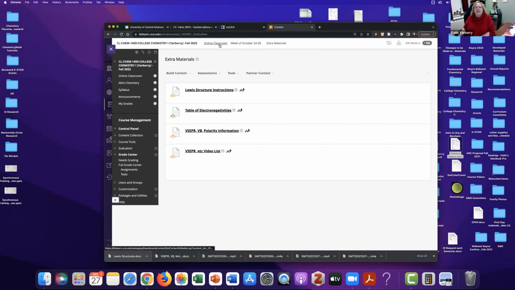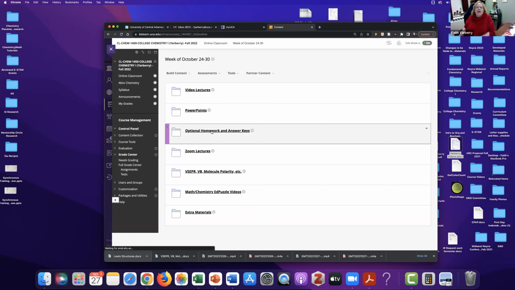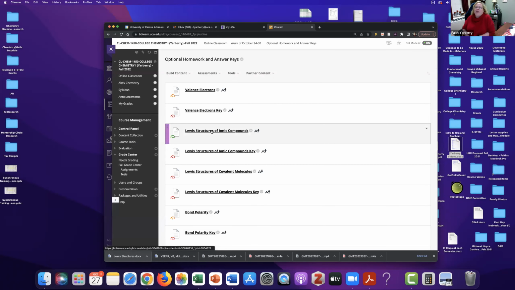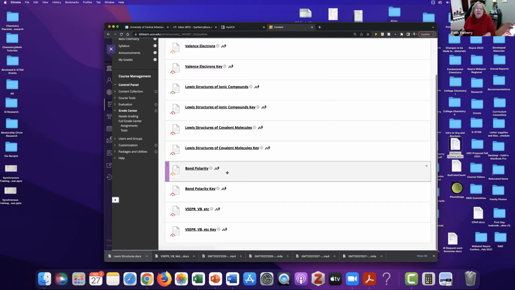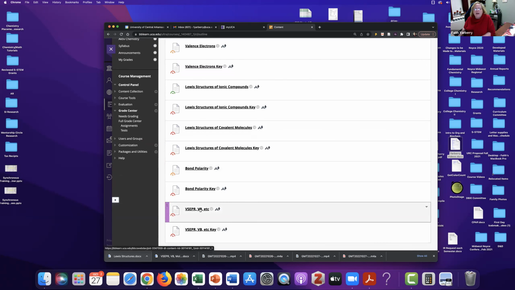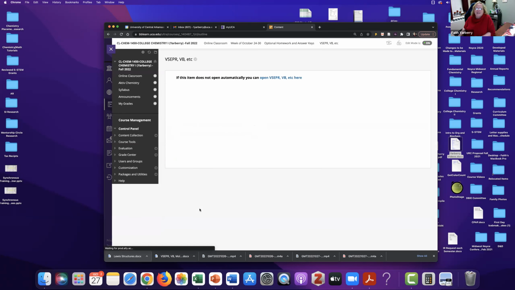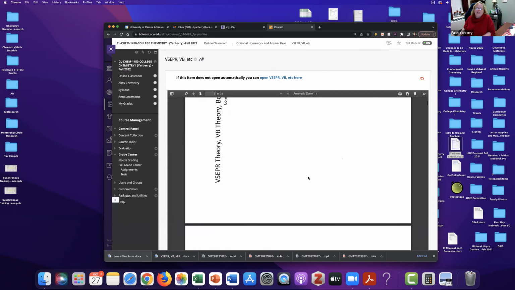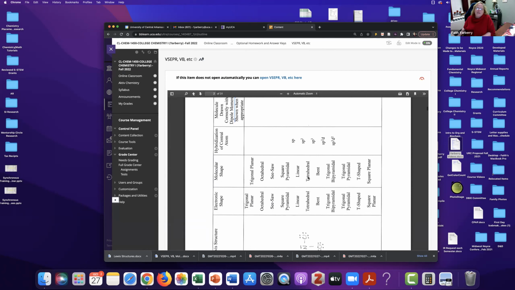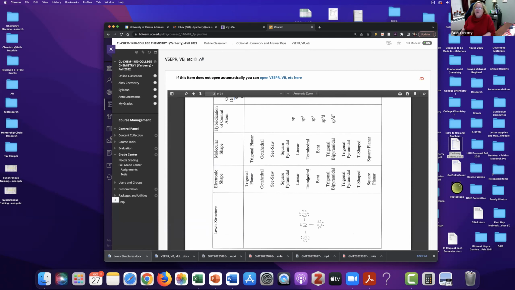The other thing that I wanted to show you is in the optional homework and answer keys. You're always curious how I'm going to ask a question on a test. I'll be blunt with you. The Lewis structures, I will make you draw a Lewis structure. Well, technically a few Lewis structures, but for all of the rest of it, if you look at this VSEPR, VB, etc., I apologize that it's at an angle, but what you're going to see is exactly what you will see on a test.